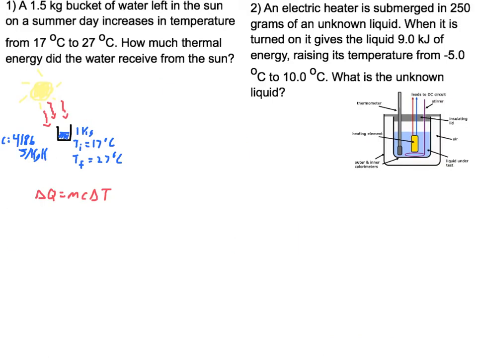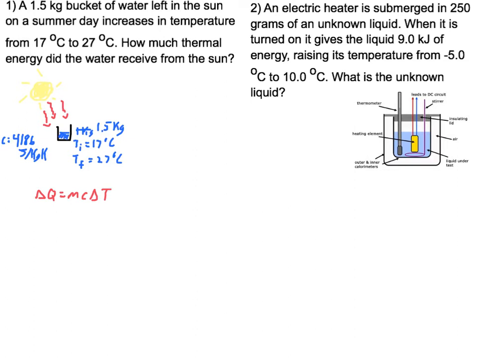A couple of example problems now. I have a 1.5 kilogram bucket of water that we leave out in the sun, and because it's receiving thermal energy through the form of radiation, that's how it's being transmitted, the water heats up from 17 degrees Celsius to 27 degrees Celsius. How much thermal energy did the water actually end up receiving?